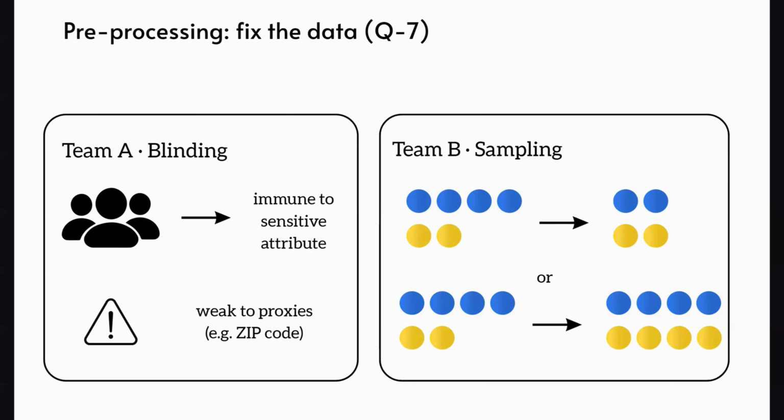Blinding always requires omitting features, right? Sorry, blinding? With blinding, we always omit features in processing, one way or the other.